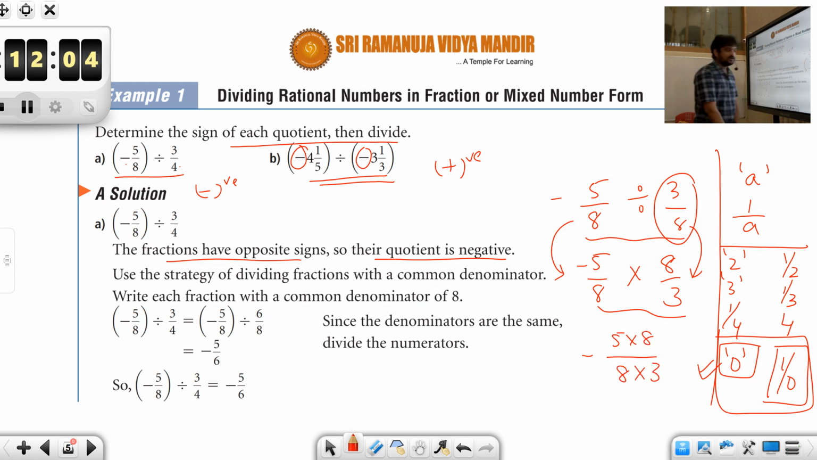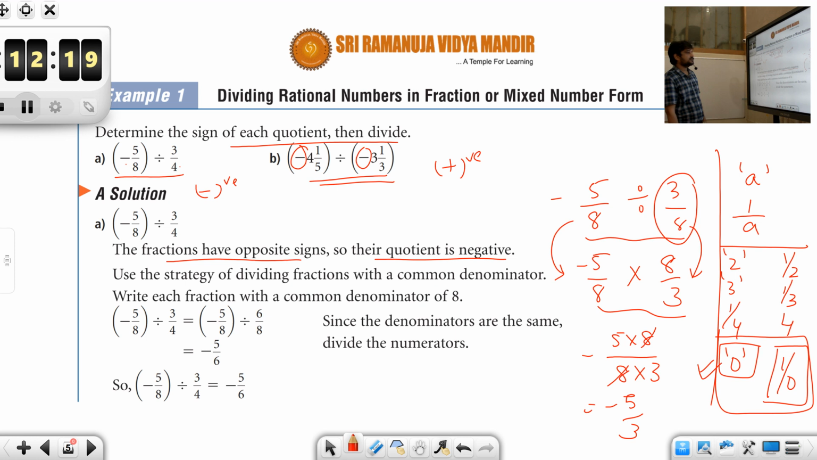So one thing is you can evaluate these products, or else if you can see anything common, like 8 is common, we can cancel them out. So the answer would be minus 5 by 3. Okay, students? Sorry, here I have considered the example minus 5 by 8 divided by 3 by 8.